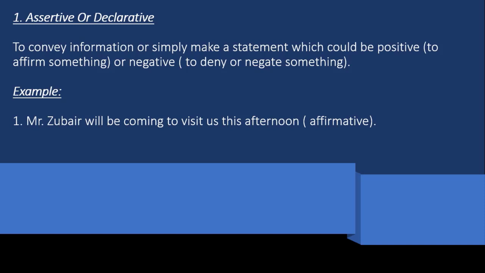First type of sentence is assertive or declarative. In other words, we call assertive a declarative. So, the definition: to convey information or simply make a statement which could be positive, to affirm something, or negative, to deny something. For example, Mr. Zubair will be coming to visit us this afternoon. This sentence is affirmative because we are giving information. Assertive sentences give information, and information could be positive or negative. So, when we are informing something in a positive or negative way, these sentences are called assertive sentences.